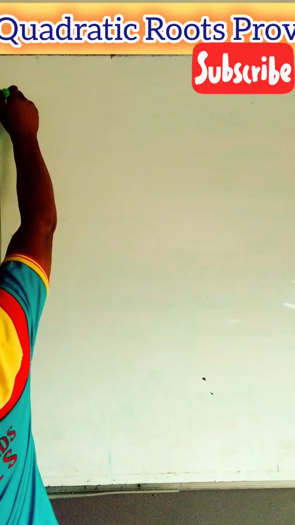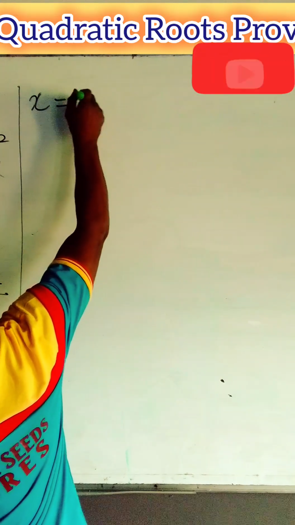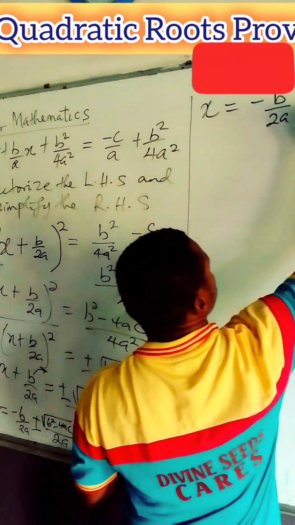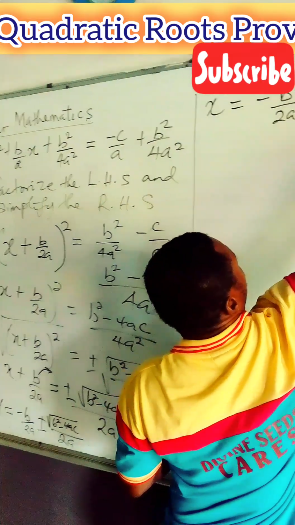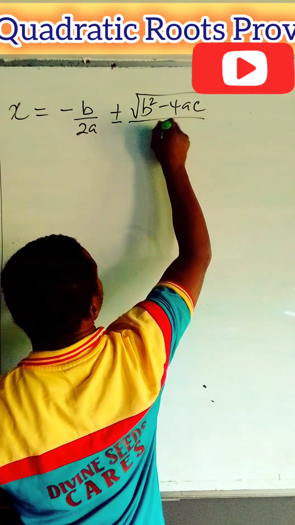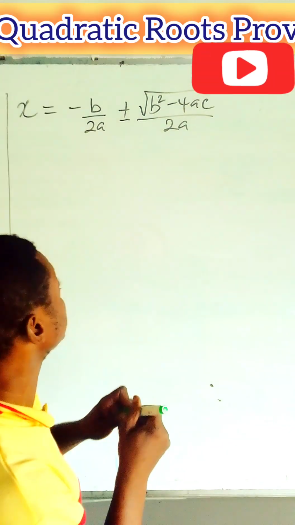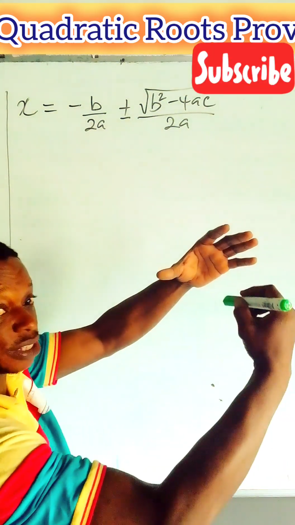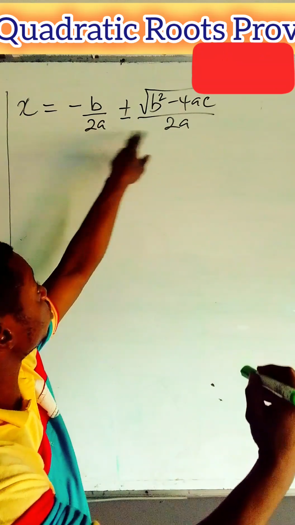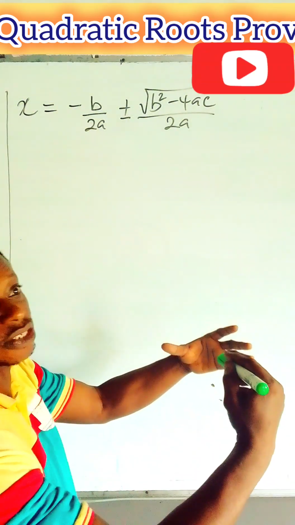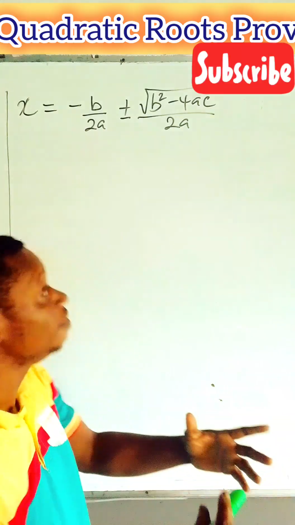The root in the partial form is x equals minus b over 2a plus and minus root of b squared minus 4ac over 2a. It's in the partial form because these are partial fractions. So we want to bring it to a single fraction. The denominators are the same. We marry it together and have a single fraction, or what we call a compound fraction.